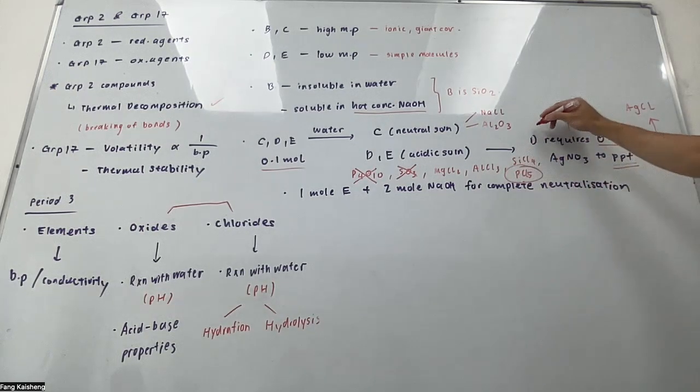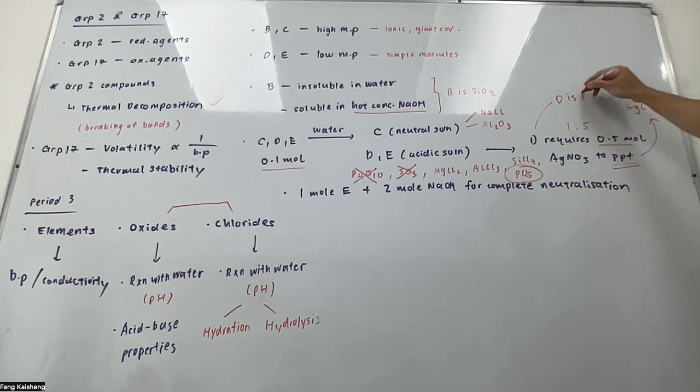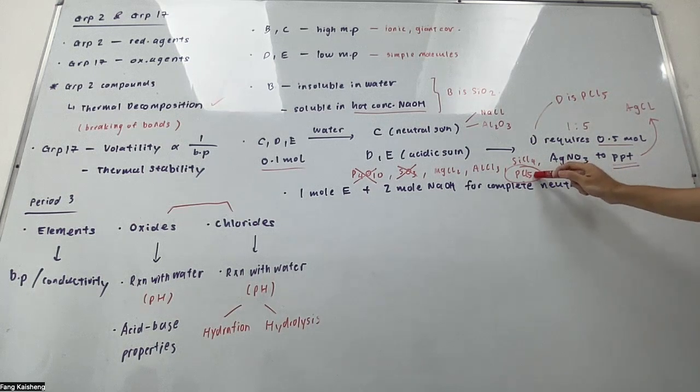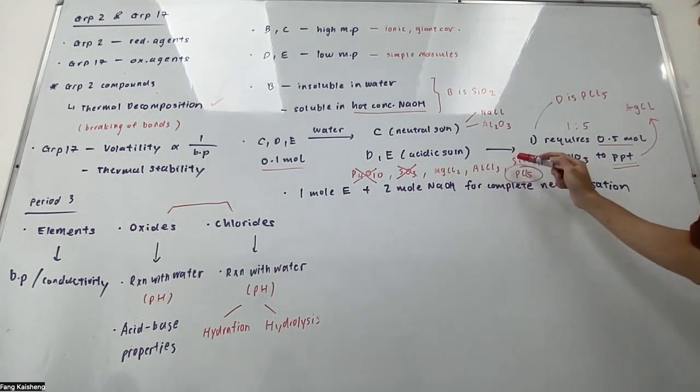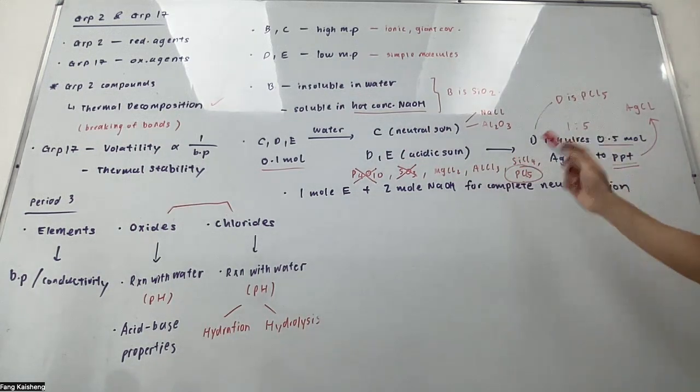That's the answer for you. Can you see that? PCl5, because 5 Cl's require 5 Ag to form AgCl. Make sense? That's why it's a 1 is to 5 ratio. That's why when you list down all the options, you realize only one of them has 5 chlorines. That's why it's 1 to 5.